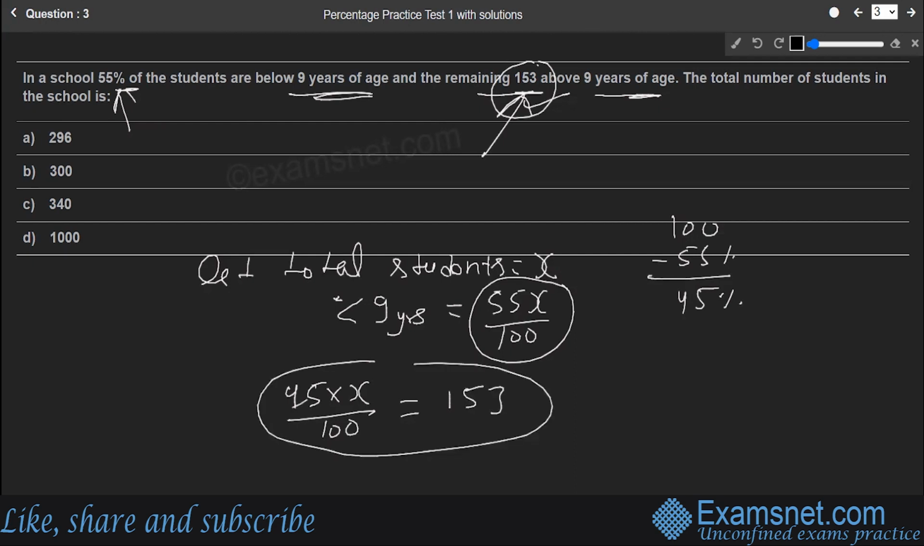Let us do it. This 45 can cut this 100. 5 nines are 45, and 5 into 20 is 100 itself. If we solve this further for x, the x value ultimately comes out to be 340. So that is going to be the right answer. The total number of students in the school is 340. Option number C.